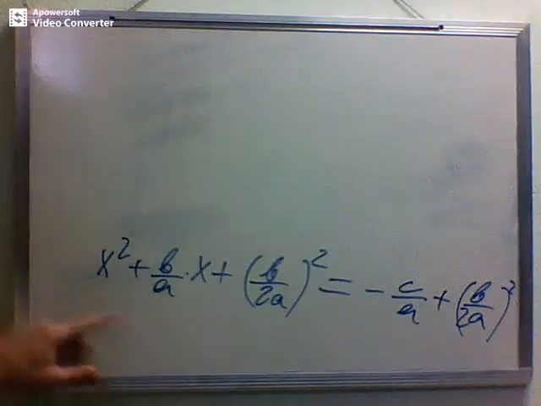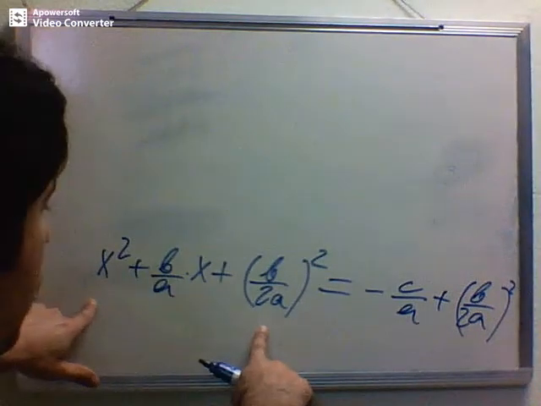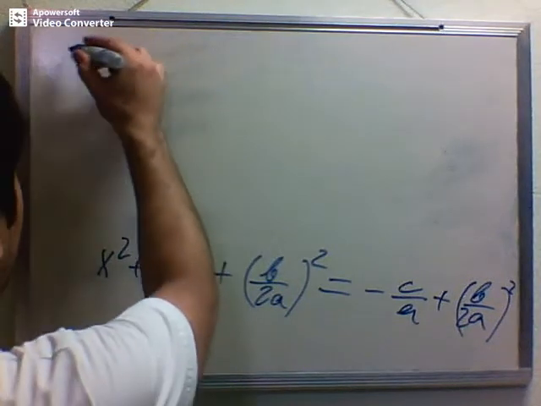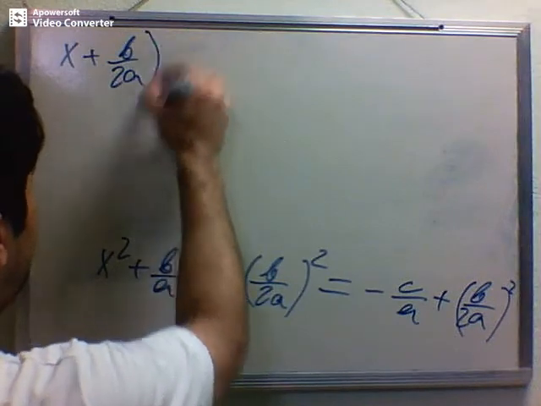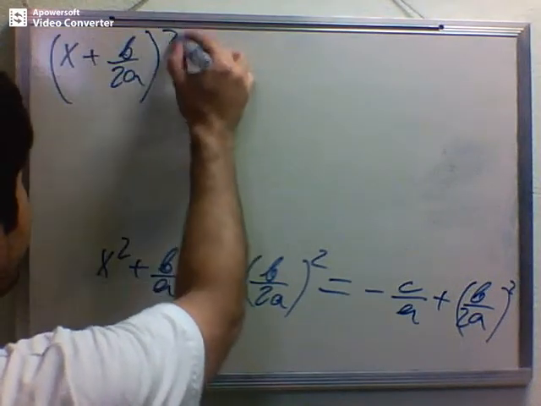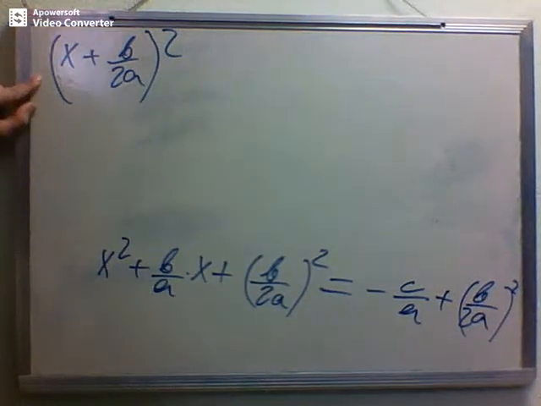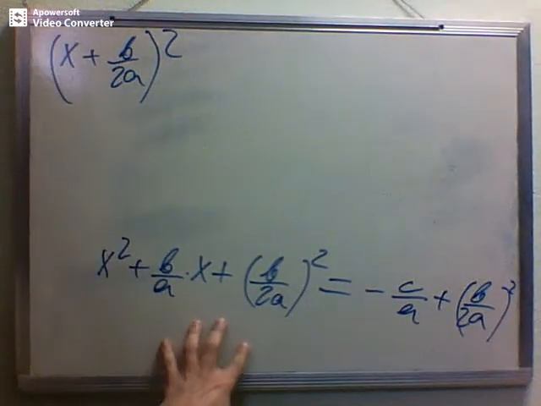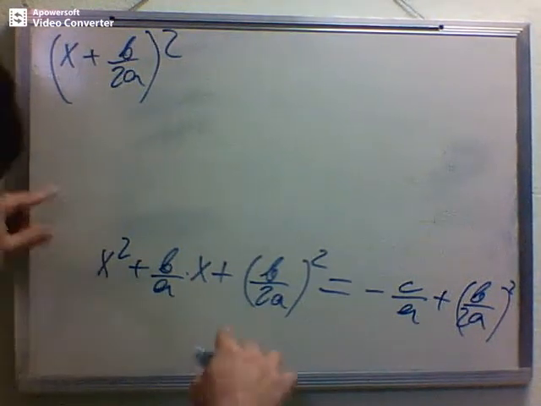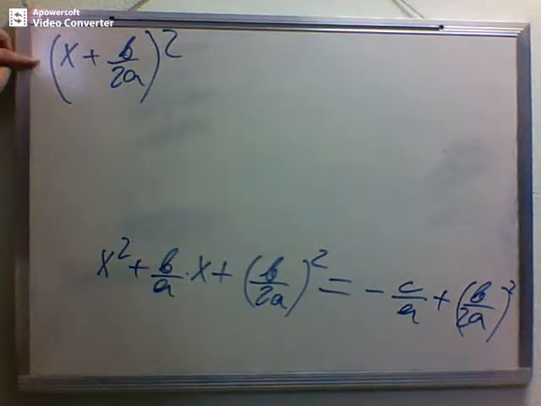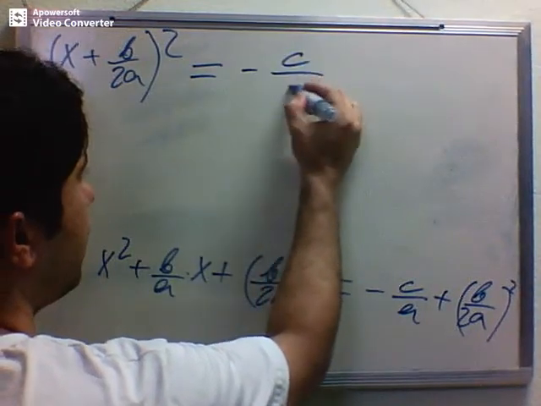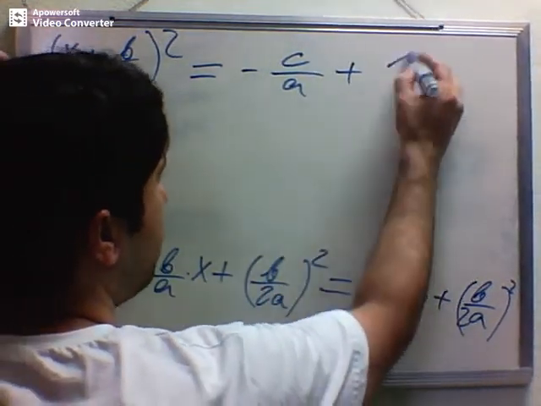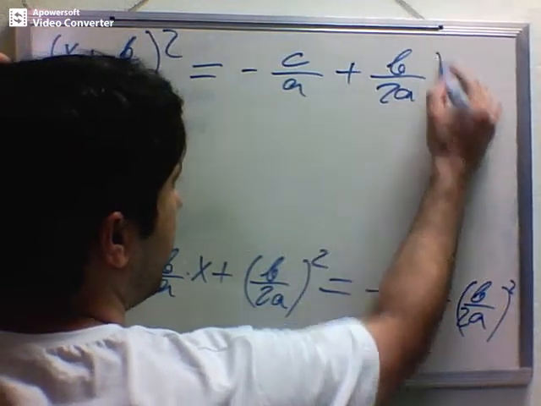This thing here that I told you to pay attention to is simply this: x plus b divided by 2a, squared. If you develop this power here, you are going to end up arriving at this. So we did this because we wanted to arrive at this, equal to minus c divided by a plus b divided by 2a, squared.